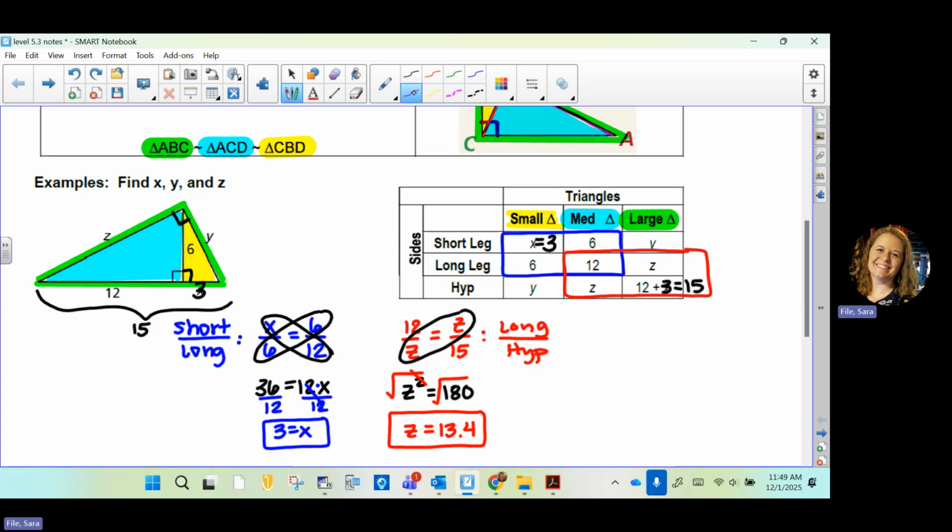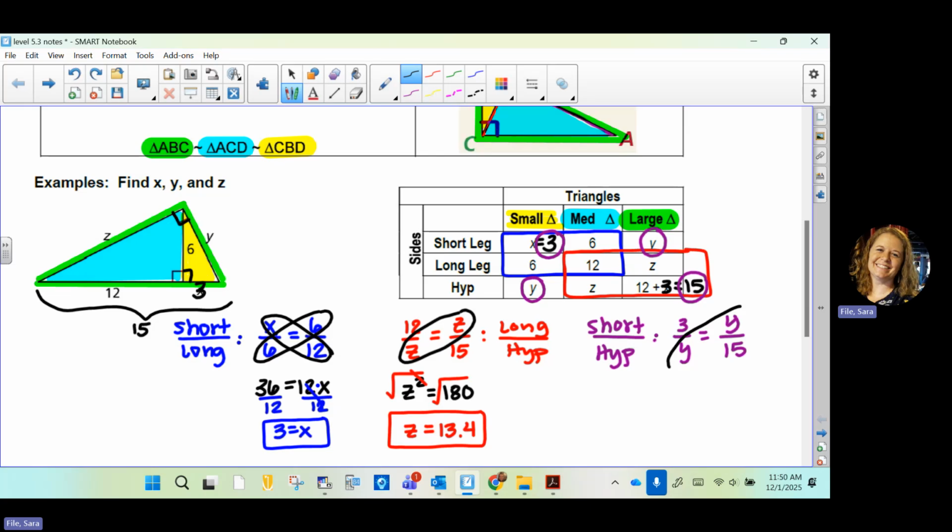So I'd rather look at something not as obvious. When you look here, look for that geometric mean. Where do you see Y twice and then you know the other number? So now that I know that that's a 3 and that's a whole number, I could do short to hypotenuse. So if I set up the ratio of short to hypotenuse, that would be 3 is to Y as Y is to 15.